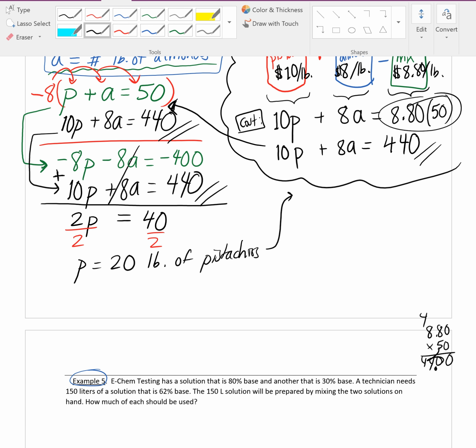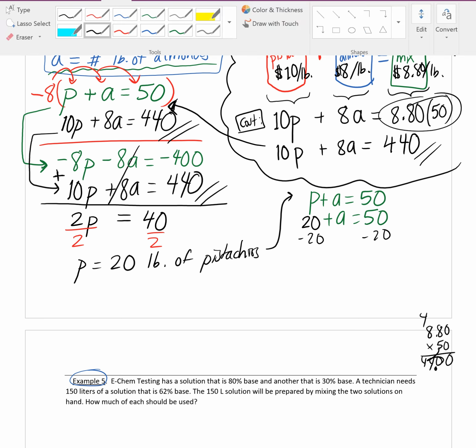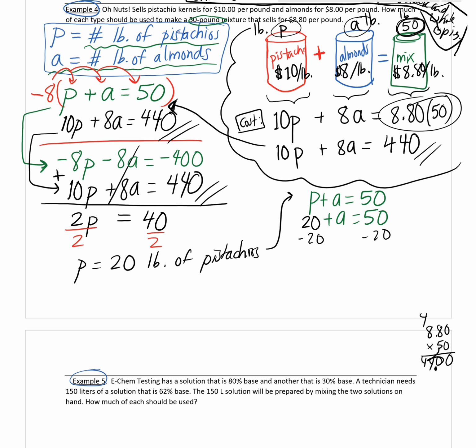The green one was the nicest one, right? The P plus A is 50. I like that one. And now that I know P is 20, I'm just going to replace that guy and see what A is. 20 goes where P was. Move the 20 over. So A must be 30. Huh, all right, sure. Why not? And remember, A was the number of pounds of almonds.